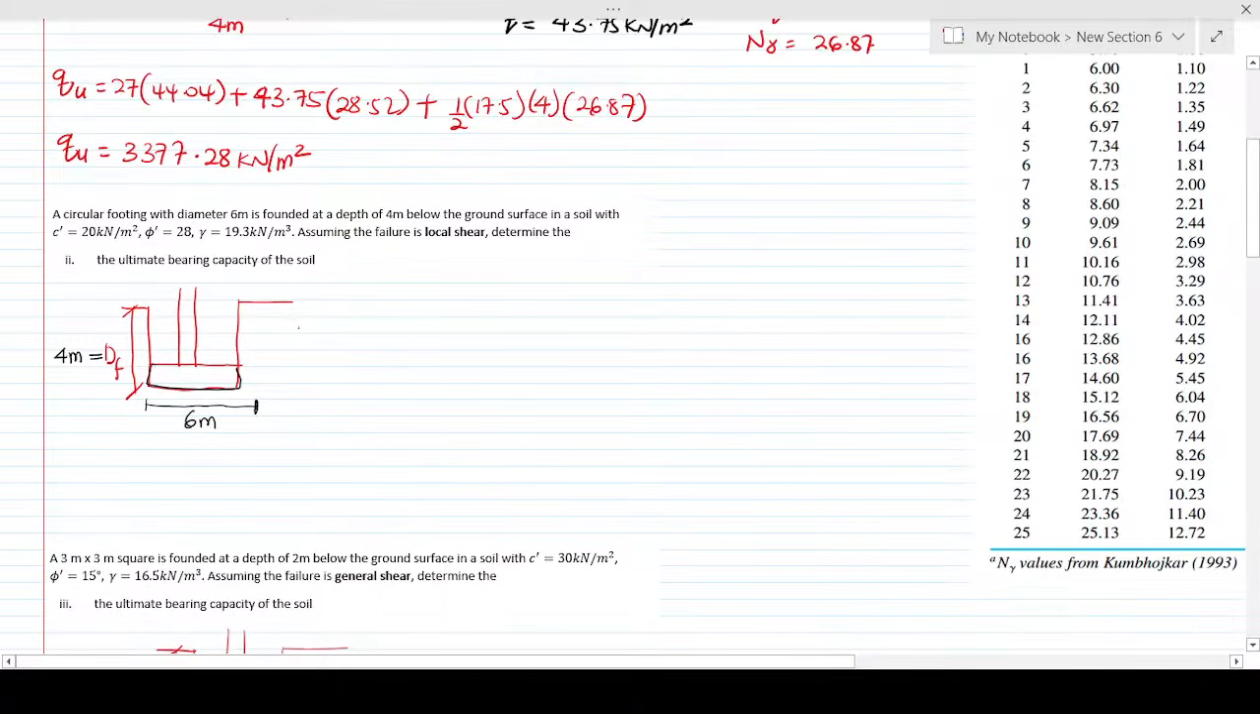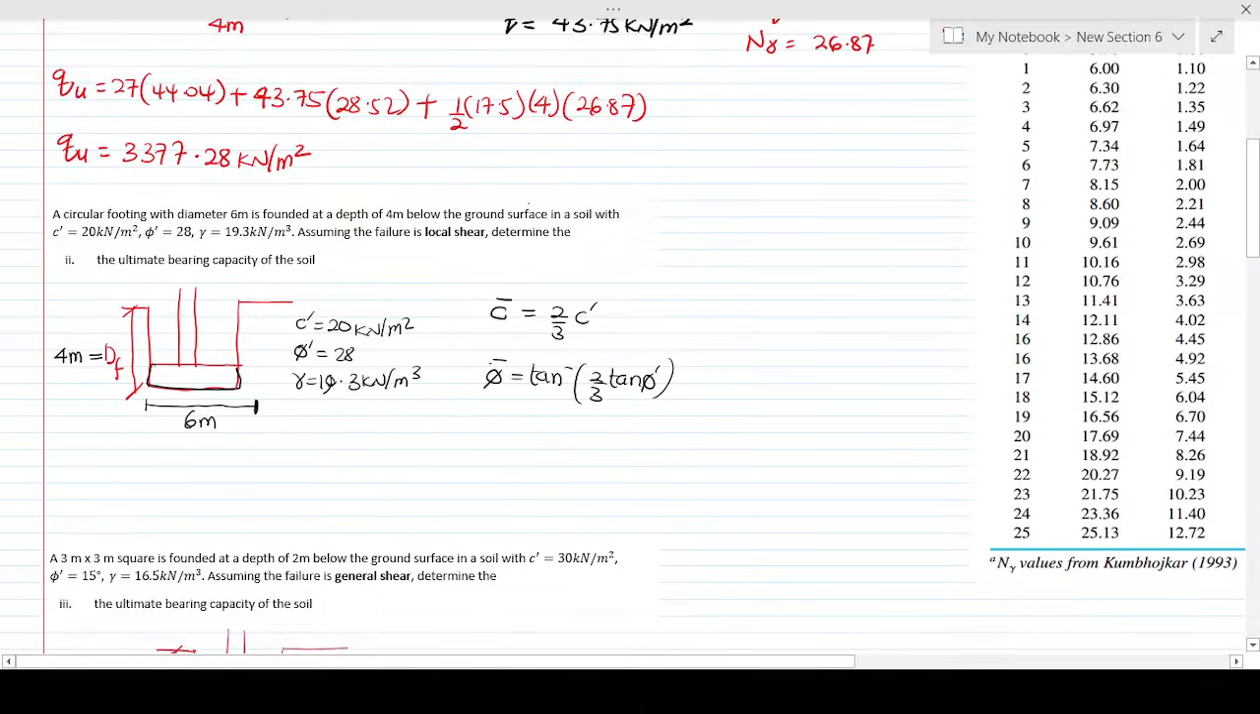Now they give us c prime to be 20 kilonewton per meter squared, phi prime is 28, and gamma is 19.3 kilonewton per meter cubed. Now here we are looking at local shear. So for local shear we use c bar, which is given by 2/3 of c prime, and we use phi bar. Phi bar is given as tan inverse of 2/3 of tan phi. You get it? So first thing that I have to find is my c bar.